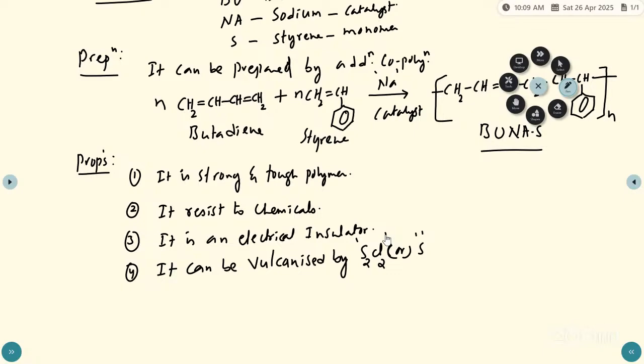So what is vulcanization? I already told you before. To remove the double bond in the rubber, that rubber is heated with sulfur. We heat it with sulfur, and when heated, the double bond can be removed from the rubber.